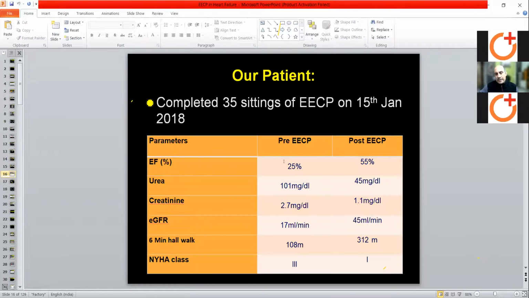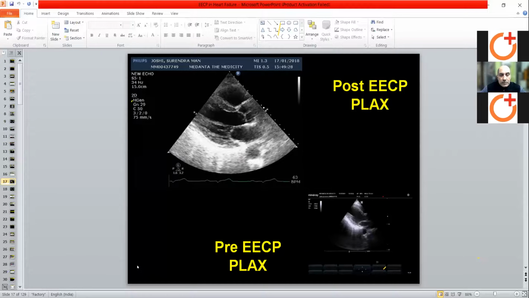His ejection fraction improved from 25% to 55%. His urea decreased from 101 to 45. Creatinine went from 2.7 to 1.1. eGFR improved from 17 to 45 ml per minute. His 6-minute walk test improved from 108 meters to 312 meters. And his NYHA class, he was saying that he has hardly any symptoms.